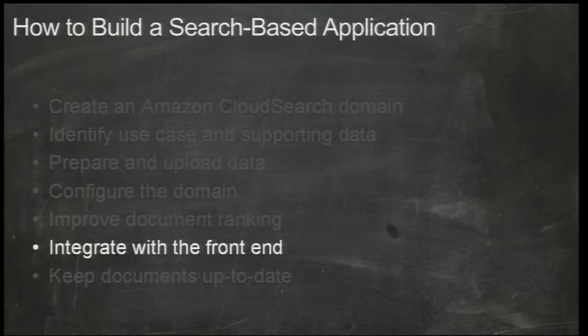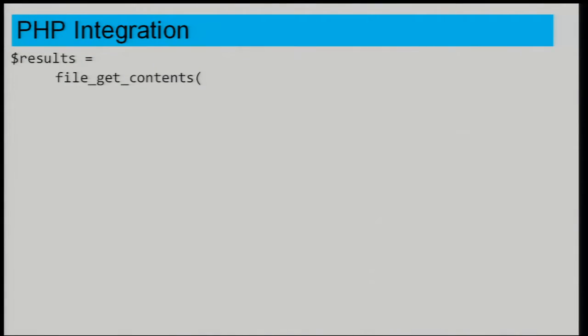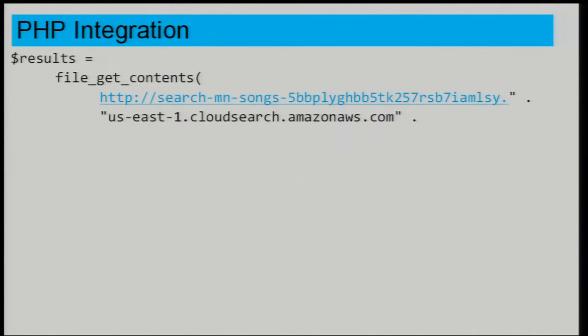Okay, so we have our search, and we're ranked nicely. Now we want to talk about the interaction with the front end, and how that looks. I wrote a really simple PHP script. You can do this any number of ways. In PHP, file_get_contents is a call that you use to retrieve a full result from an HTTP endpoint. It's just like a curl call.